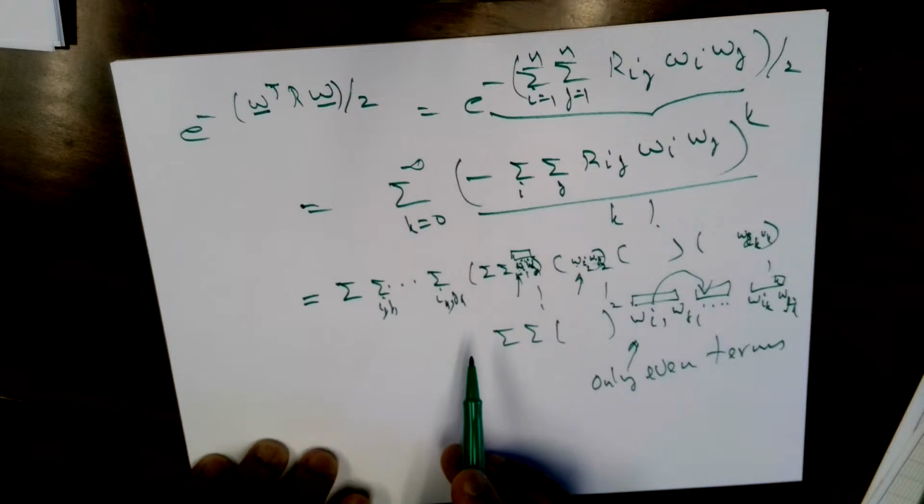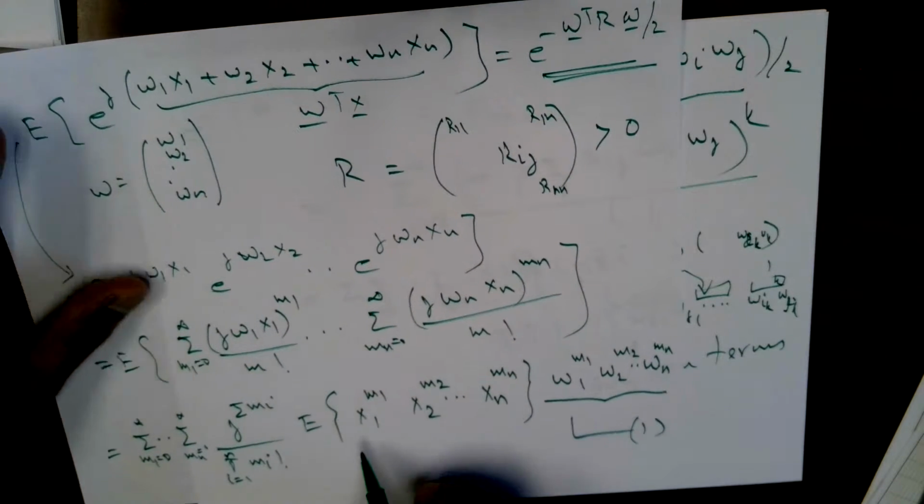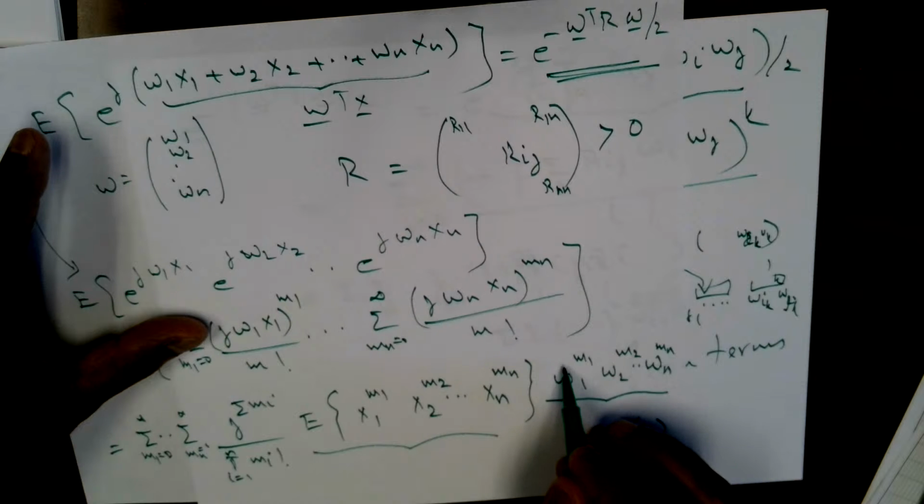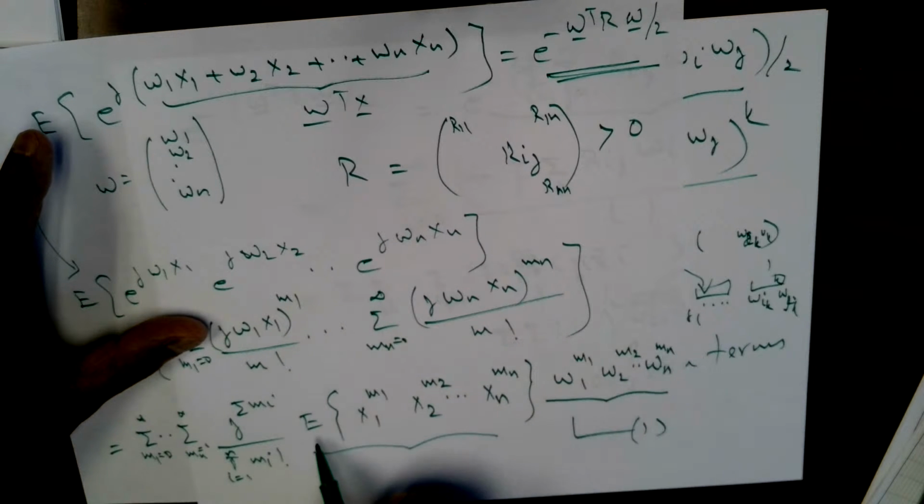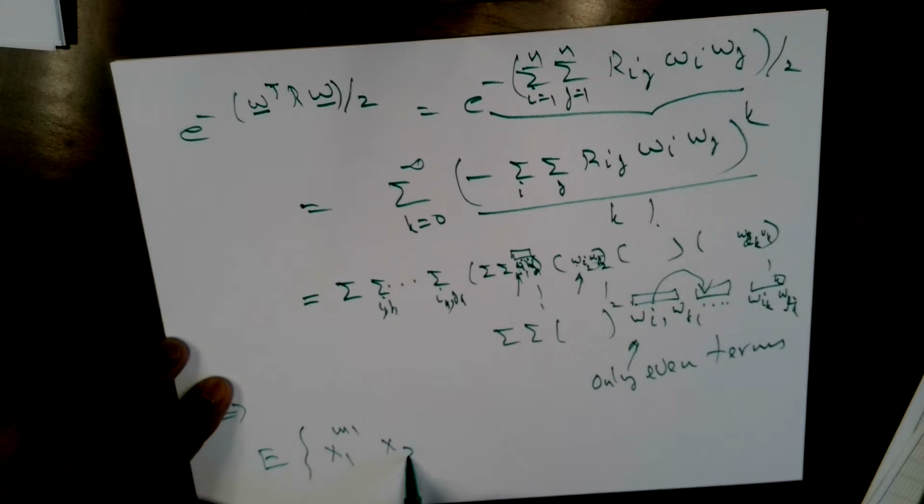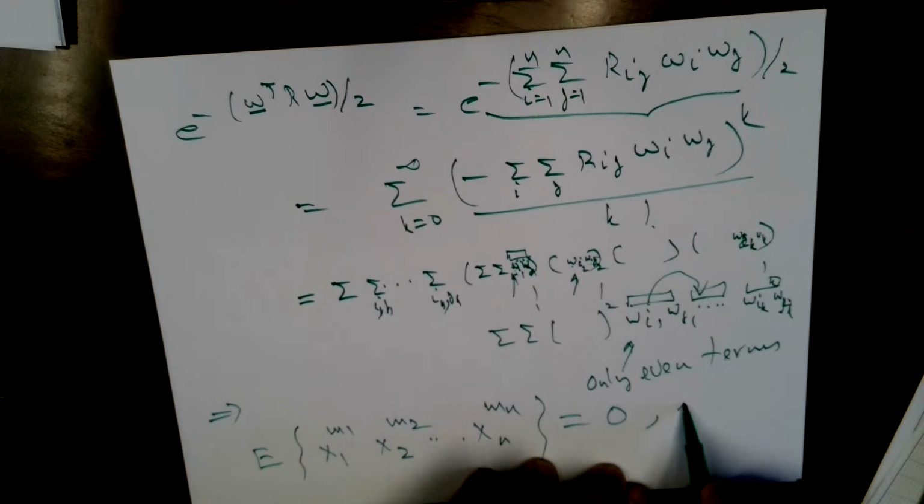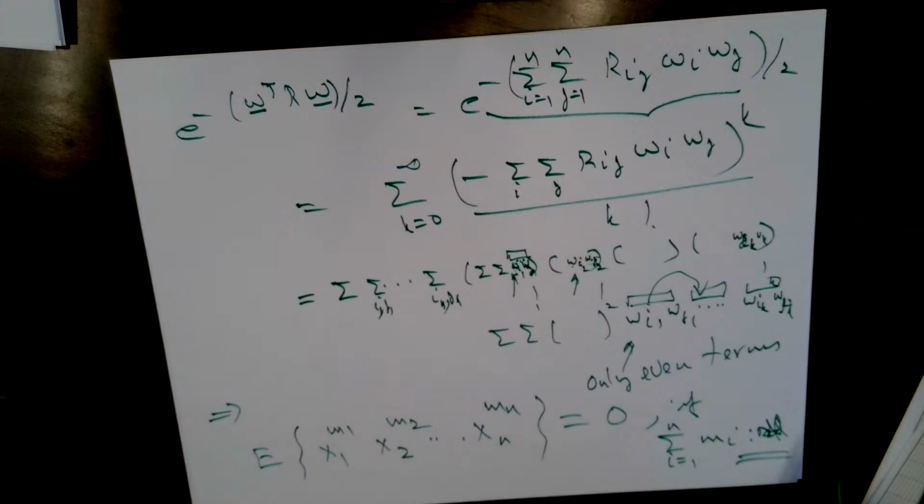So that means on the left side, which is here, these terms will only have a value if these terms add up to an even number. In other words, if they add up to an odd number, this must be 0. So we get this result that this implies expected value of x1 to the power m1, x2 to the power m2, etc., xn to the power mn is 0 if sigma mi is an odd number.